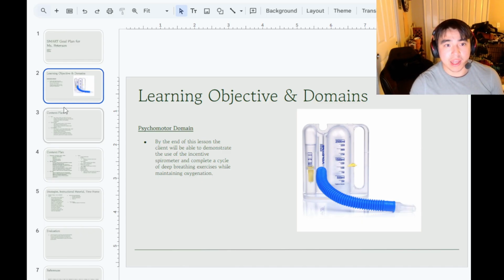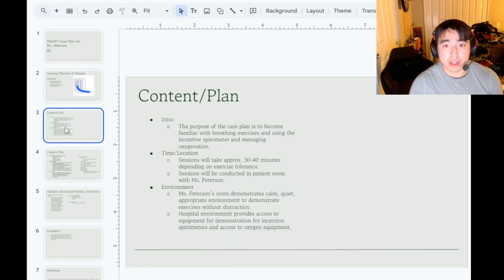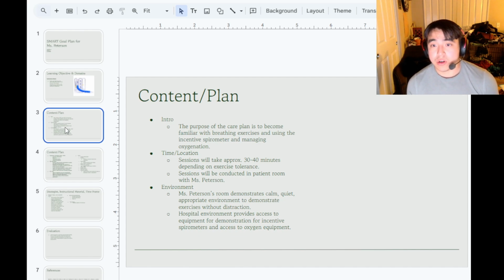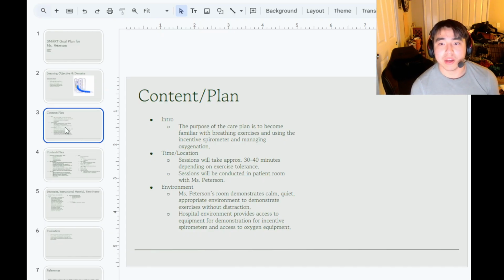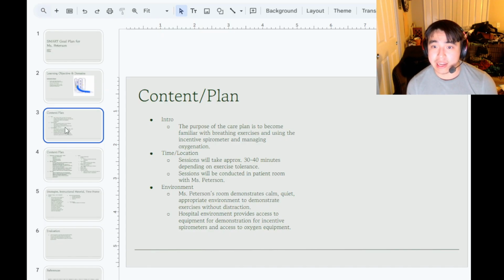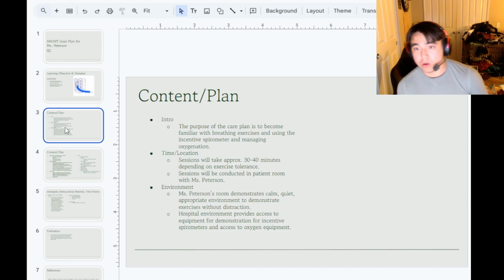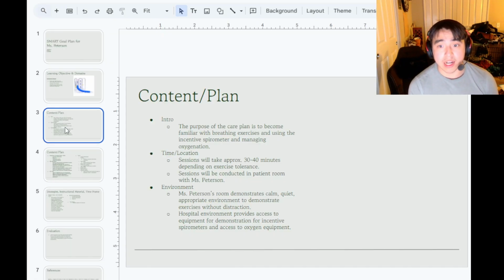And the psychomotor domain is going to be used as a demonstration as a form of learning. And then this is our content and our plan. For the intro, the purpose of the care plan is to become familiar with breathing exercises, using the spirometer, and managing oxygenation. For example, in our case, Miss Peterson has pneumonia, so it'll be beneficial to practice those breathing exercises.